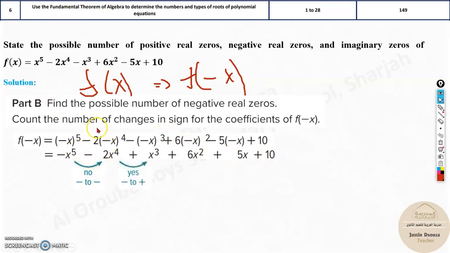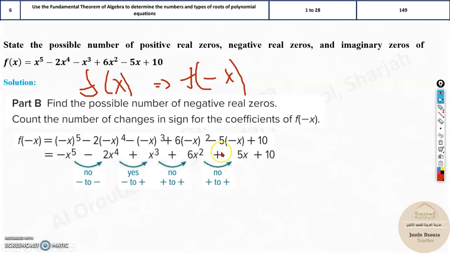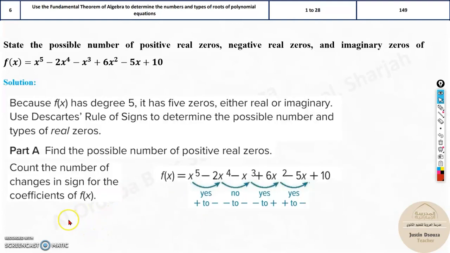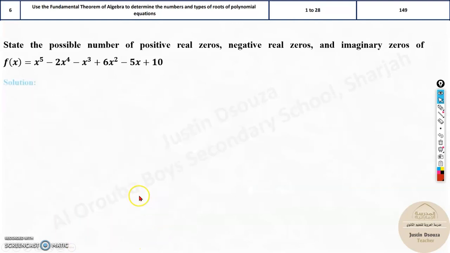Now all you need to do is count the sign changes again. There is no sign change from 1 to 2, but here it's negative to positive. Yes, one sign change, then there are no sign changes at all. So there is only one change in sign. Therefore, there is one negative real zero. So we came to know how many positive real zeros there were: 4, 2, or 0. And there is one negative real zero.